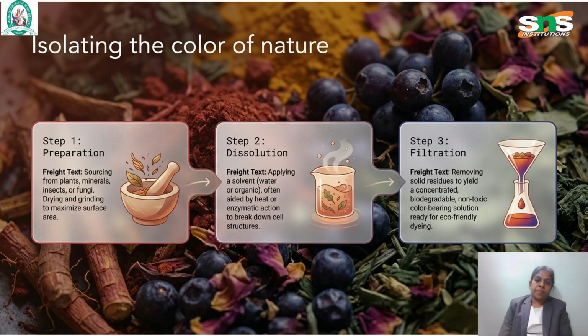Isolating the color of nature. First one is the preparation. You take, dry and grind to maximize the surface area. The chemistry behind every particular step is what is given here. The first step of making them into powdered form is to maximize the surface area. And the second one is the dissolution of the particular color in a particular solvent.